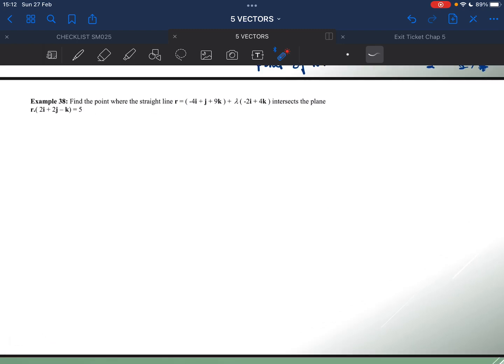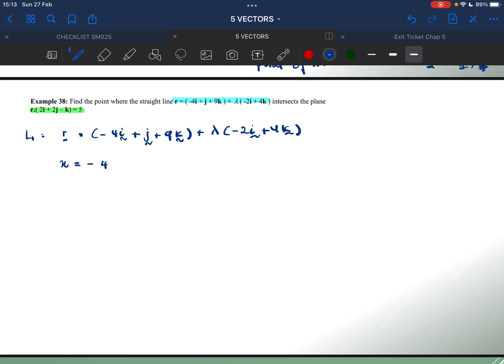Find the point where the straight line intersects the plane. Here is our plane. So we need the parametric equation of the line and the Cartesian equation of the plane. Let's do the line first, which is given to us: r equals negative 4i plus j plus 9k plus lambda (negative 2i plus 4k). So for the parametric equation of the line, x equals negative 4 minus 2 lambda. Make sure you know that your r is actually x, y, z. So that's why we let x here.